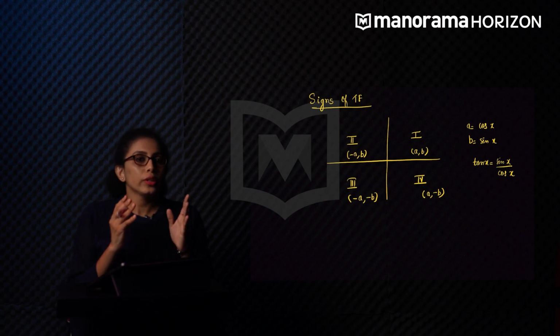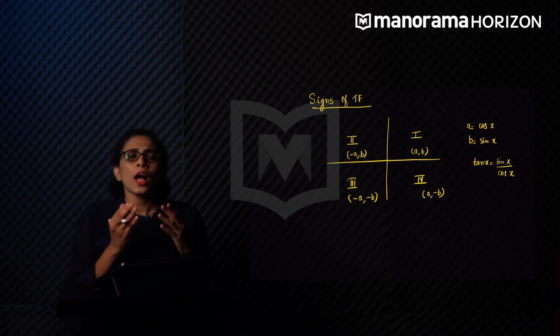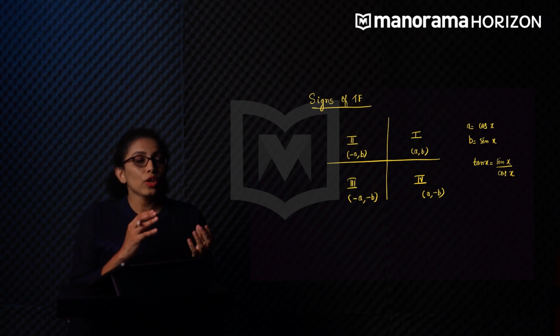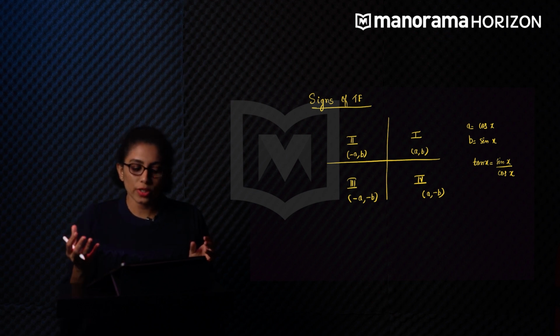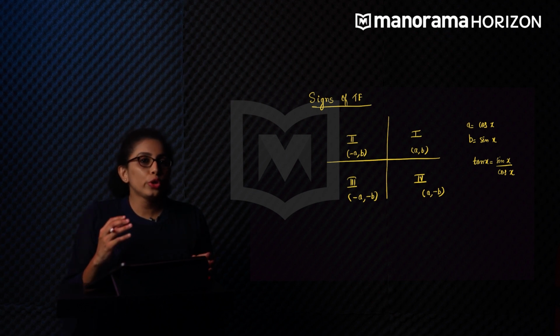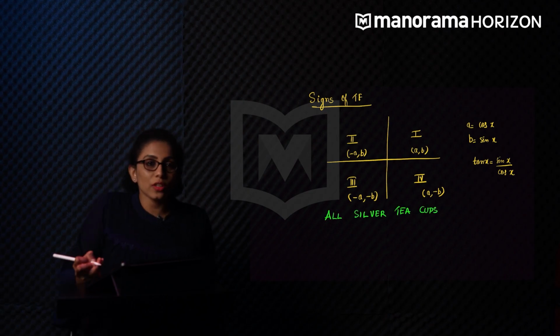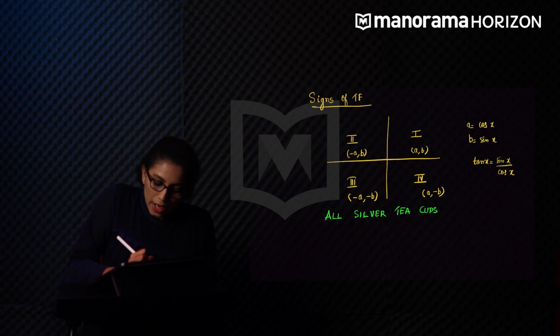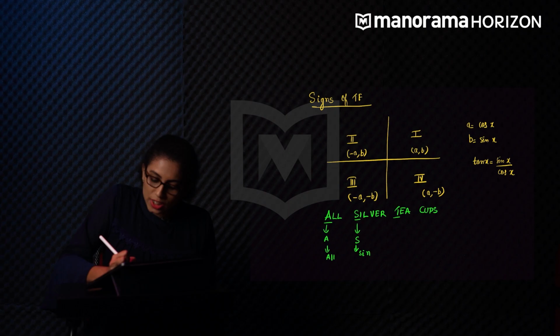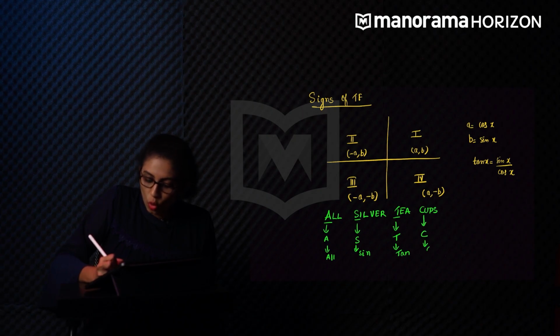Now, if we know the sign of these three trigonometric functions, we can ultimately find the sign of the other three trigonometric functions. So, there is a shortcut rule to remember this, that is "All Silver Teacups". I am taking the first letter of each: A corresponds to all, S corresponds to sin, T corresponds to tan and C corresponds to cos.